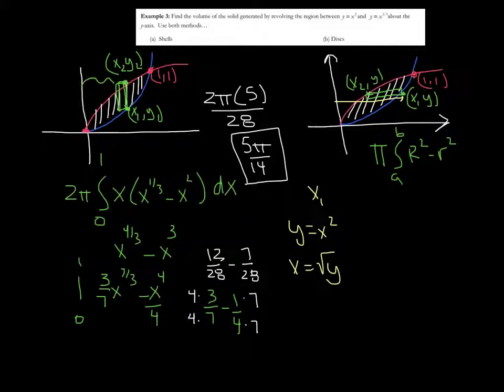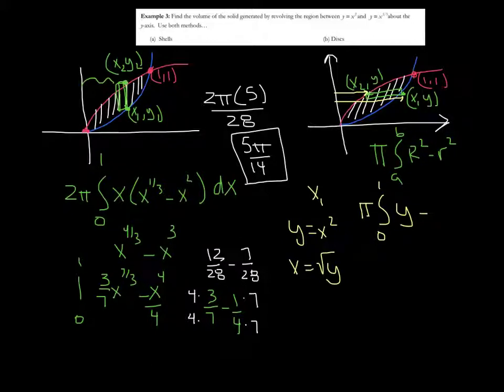All right, so we have pi times the integral from, once again, 0 to 1, but not along the x-axis this time, 0 to 1 along the y, and capital R squared is just going to be y. And then little r is going to be the distance from the axis to the closest part of the rectangle, and that is going to be the other function, the red function, in terms of y.